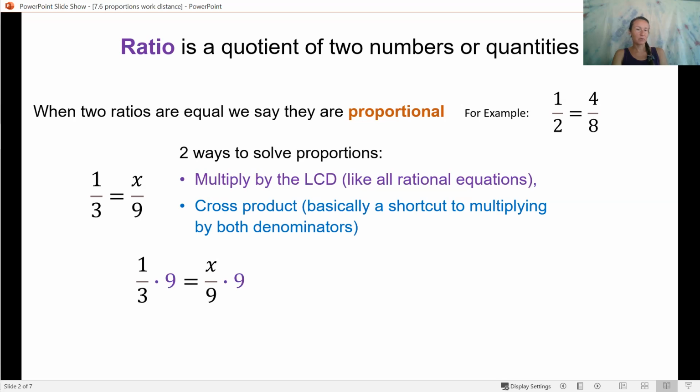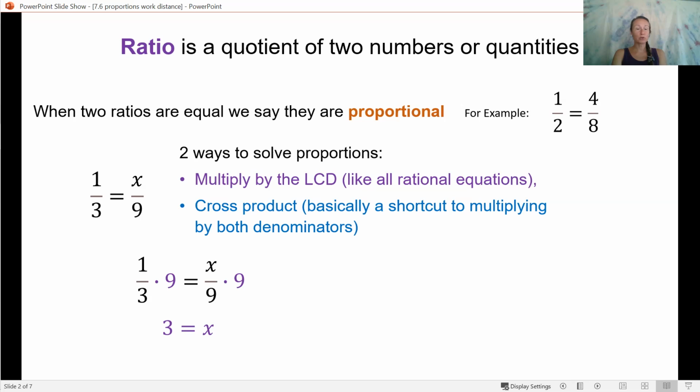So using the first method, if we want to multiply by the LCD, we see that our LCD here is 9, and that's because 3 is already a factor of 9. So we'll multiply both sides by 9. On the left-hand side, you see that the factor of 3 in the denominator cancels out with the factor of 3 in the 9. And on the right-hand side, the 9 in the denominator cancels out with the other 9. And so it very quickly simplifies to 3 equals x. And you can confirm by looking at the original equation that 1/3 is equal to 3/9. Okay, so that's the multiplying by the LCD method.